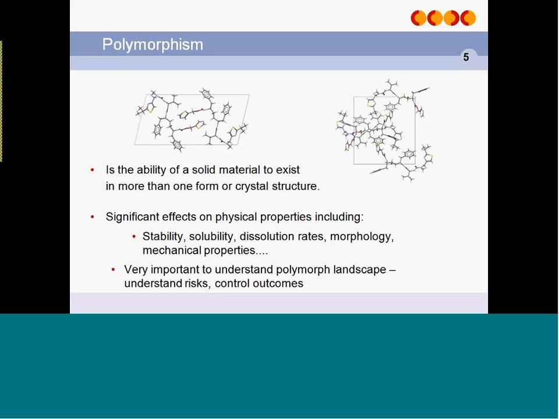Processing a drug can be affected by the polymorphism, the morphology, for example, or the mechanical properties of the polymorph. And so it's become apparent over the last couple of decades, I think particularly with the events with ritonavir, that it's very important to understand that polymorph landscape. You have to understand the risks of developing that solid form such that the drug product can be manufactured and delivered with consistency.